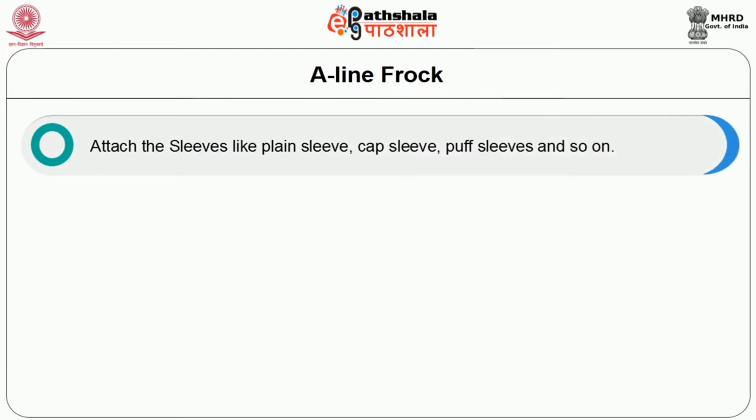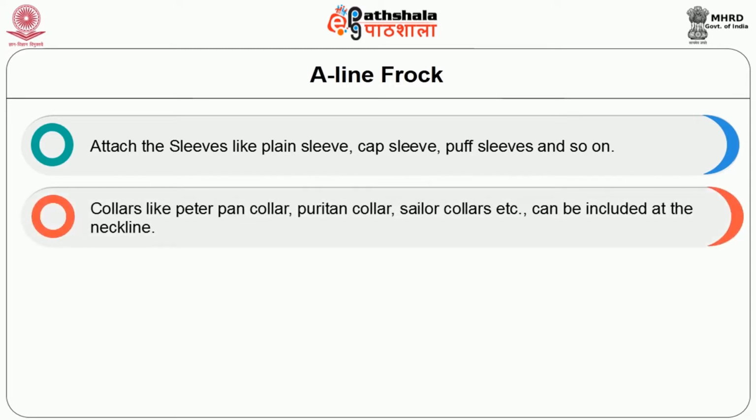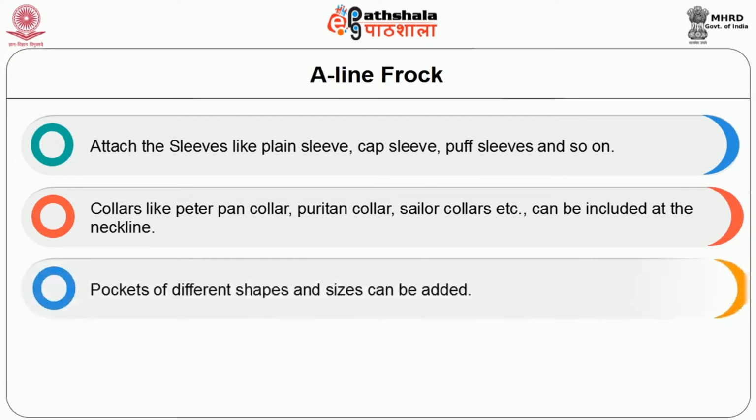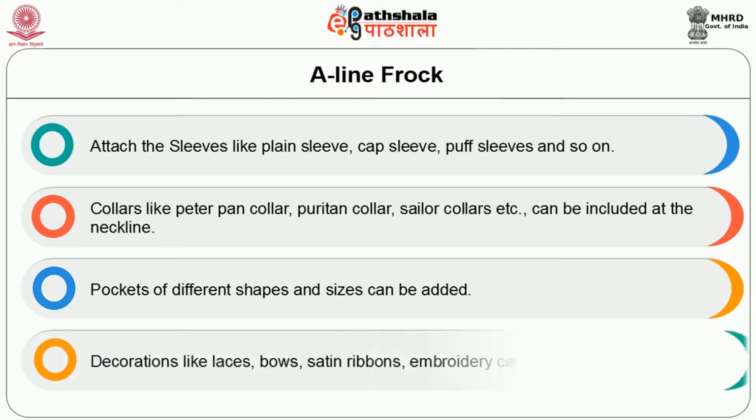More designs can be created in this A-line frock in the following ways. The first, you can attach sleeves like plain sleeve, cap sleeve, puff sleeves and so on. You can also incorporate collars like Peter Pan collar, Puritan collar, sailor collar at the neckline. Pockets of different shapes and sizes can also add varieties. Decorations like laces, bows, satin ribbons also can be done along with the embroidery.